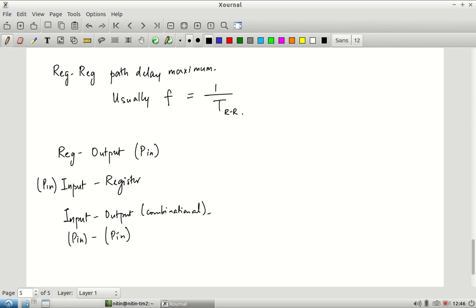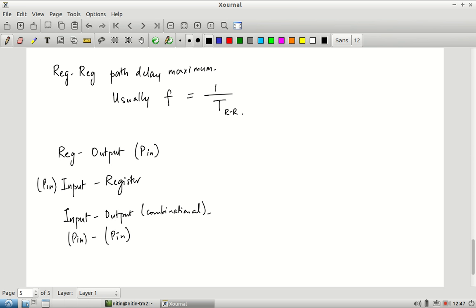You could have a large register to output delay, for example, right? But if you are then connecting it to another module which is using a phase shifted version of the clock, you might find that everything actually falls in place. You do not have a problem with it because the clock itself arrives delayed for the next system. Okay.